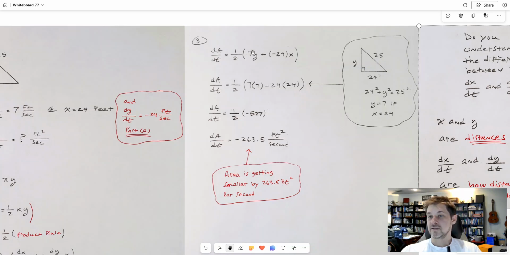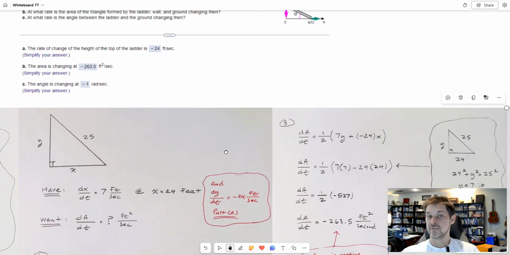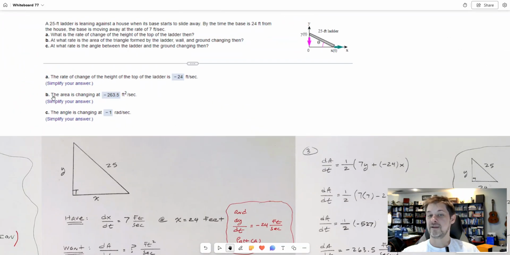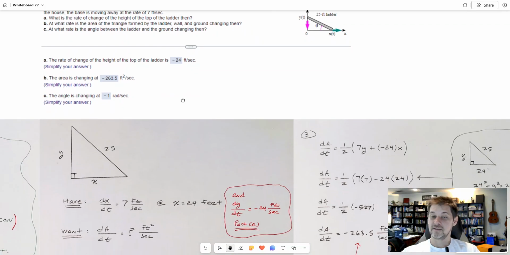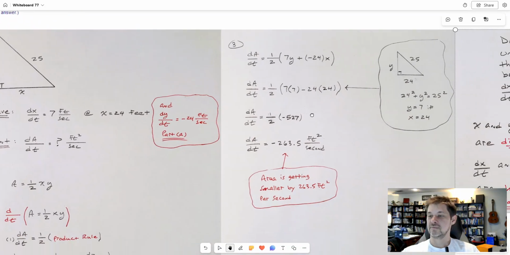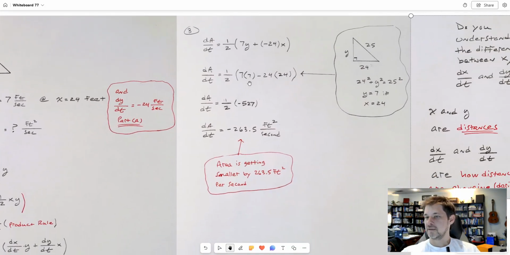Okay, so then I've used everything that I have, and that turns out to be enough for me to figure out what dA over dt is, which is ultimately the answer to how fast the area is changing in this triangle. So do a little math there. 7 times 7 minus 24 times 24 is negative 527, times a half is negative 263.5 units. Area over time, square feet per second.